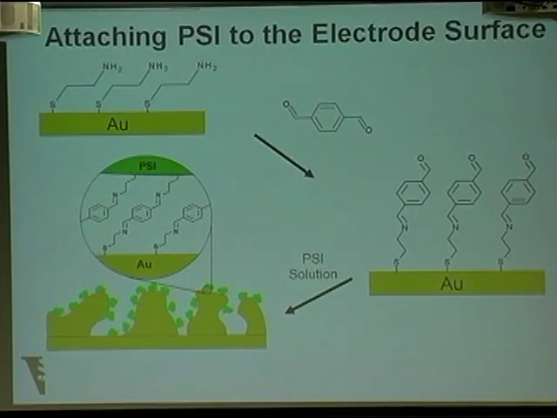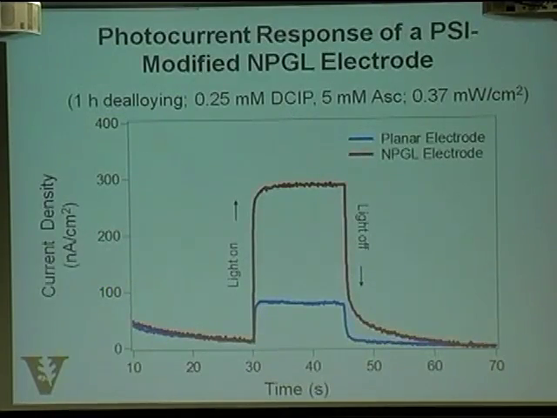One thing I failed to mention, this nanoporous gold leaf is actually fairly cheap too. Because it's only 100 nanometers thin, it's about 6 cents per centimeter squared. So it's not like we're really breaking the bank by using gold here. We're able to do it in an affordable way.